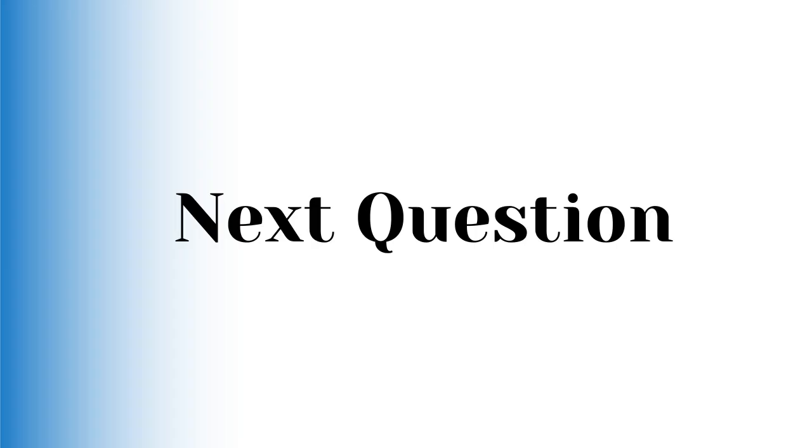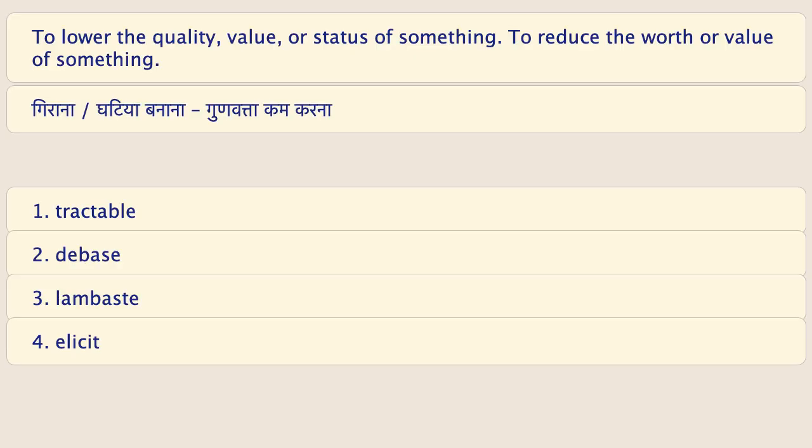Next question. To lower the quality, value, or status of something. To reduce the worth or value of something. गिराना, घटिया बनाना, गुणवत्ता कम करना. Let us now consider the options for this question. Which of these words best corresponds to the provided definition? Tractable, debase, lambaste, illicit.